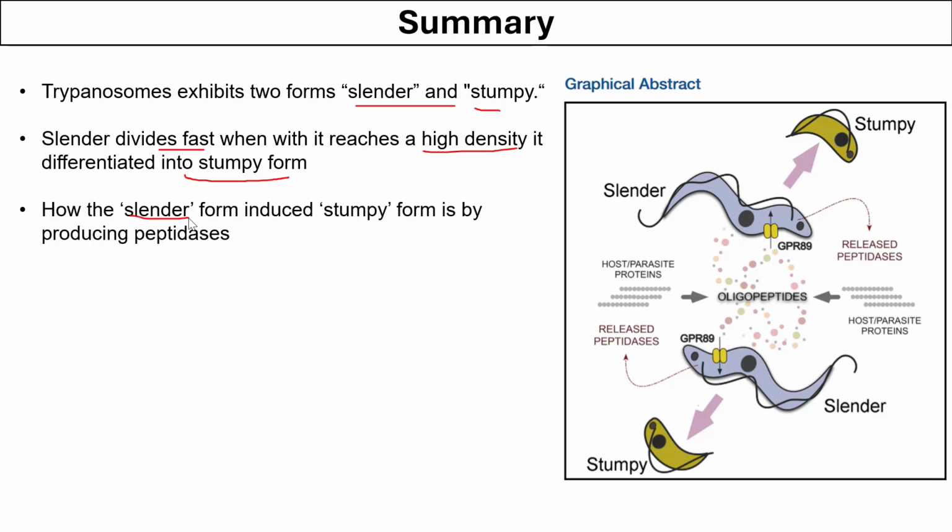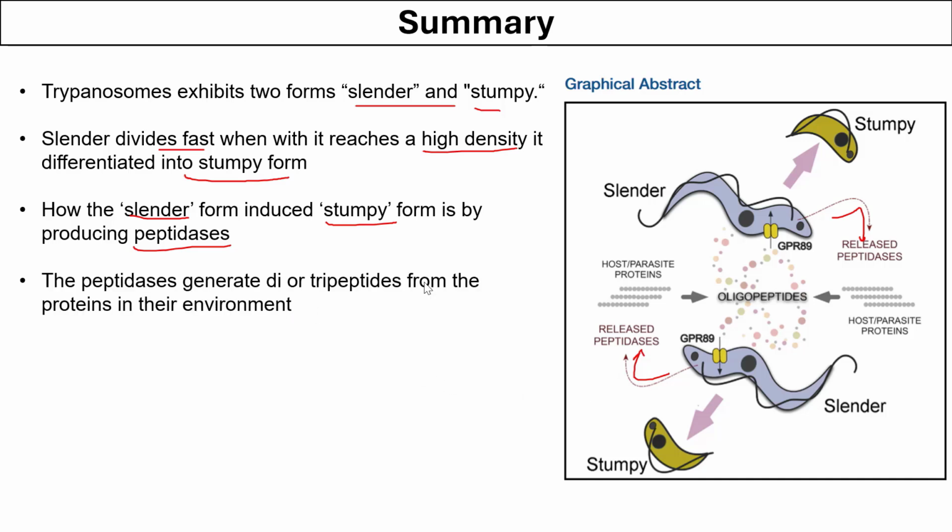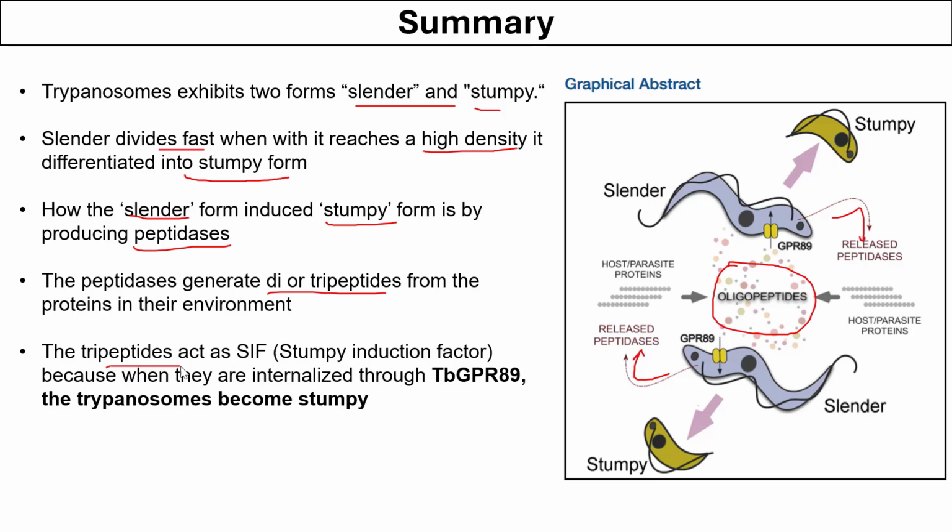Now, how the slender form differentiates into stumpy form has been a question, and it is shown that the slender form produces some peptidases. So slender form will release some peptidases, and these peptidases will do what? These peptidases will chop off the proteins present in their environment and generate some dipeptides and tripeptides. These tripeptides will act as the stumpy induction factor.